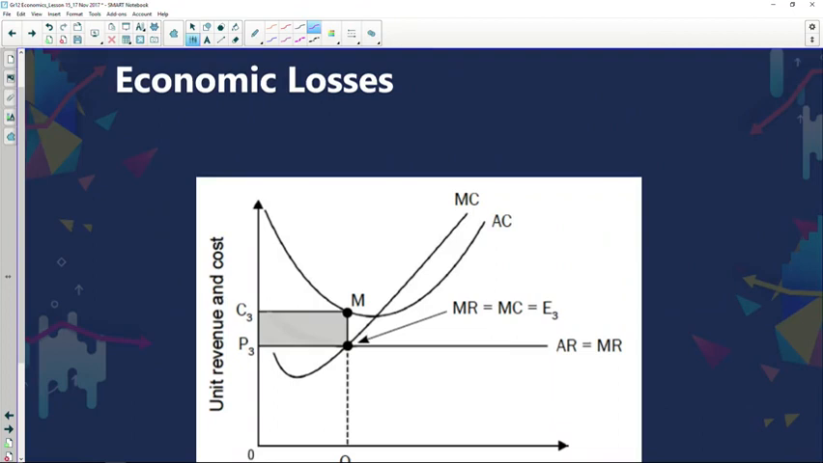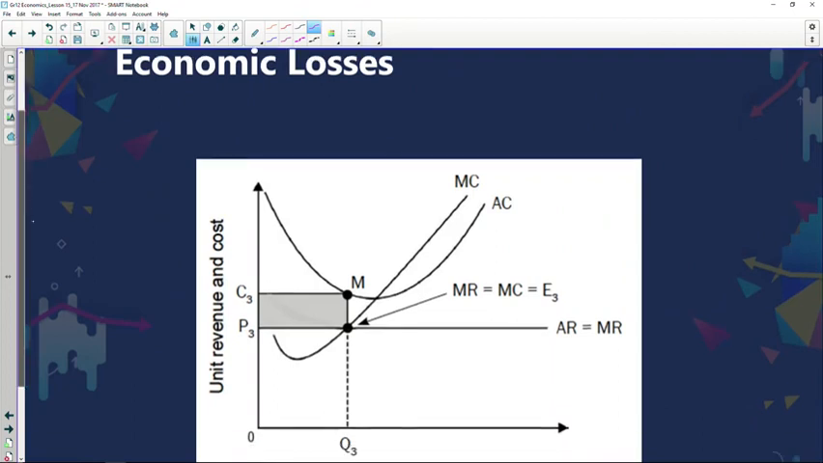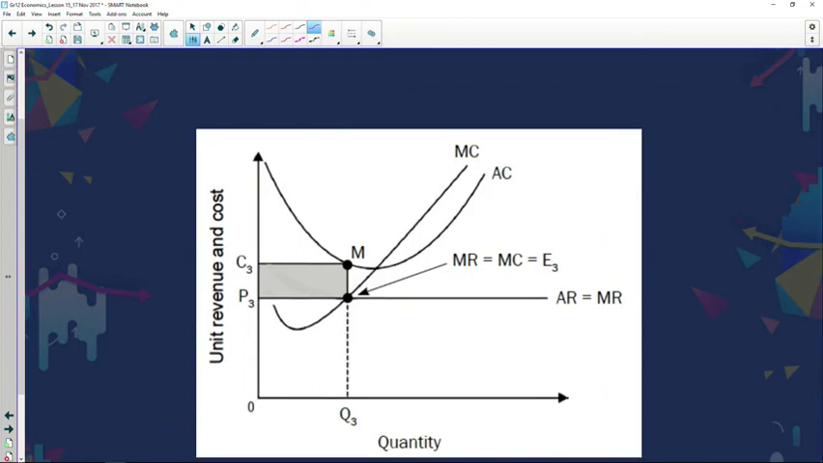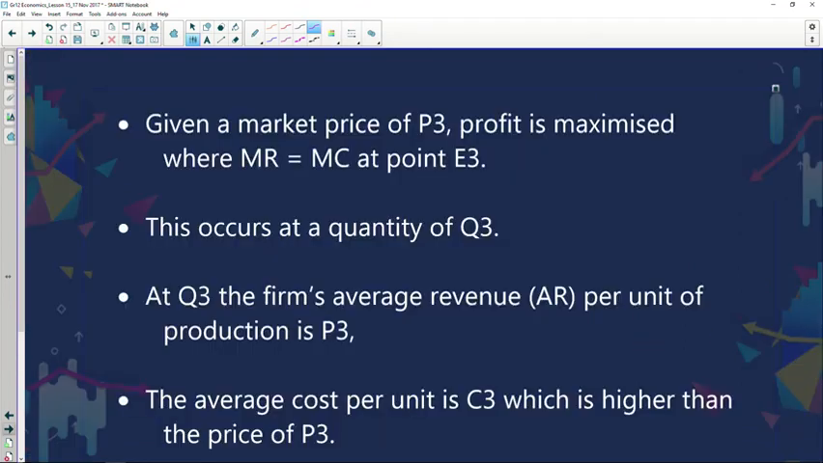So we have our graph over here. It's looking at the economic losses that may be incurred by an individual business or firm. So what are some of the observations that we can see from this graph? Given a market price of P3, so P3 would be our market price over there, profit is maximized where MR equals MC, which is at point E3. So we've established a few things. We know what the market price is, it's P3, and we know that profit will be maximized at E3.